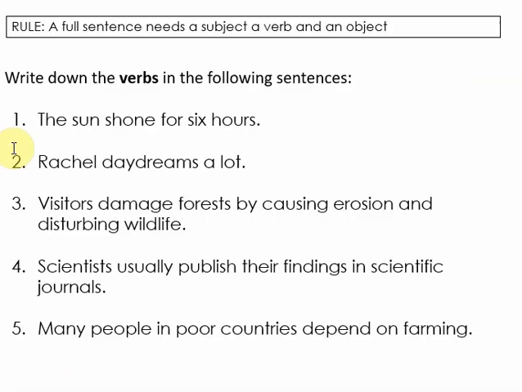Okay. Again, remember that a full sentence needs a subject, a verb, and an object. There are 5 sentences here. Write down the verbs in the following sentences. Just note there can be more than one verb in some of the sentences. Pause the video here and write down the verbs in all of the 5 sentences. Just a reminder, we'll go through the answers at the end so you can check your accuracy. And remember, the verb is the action itself.